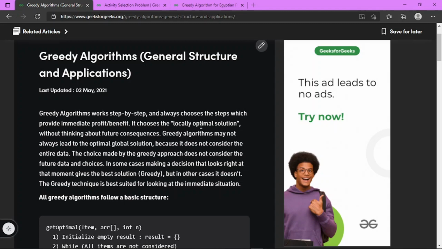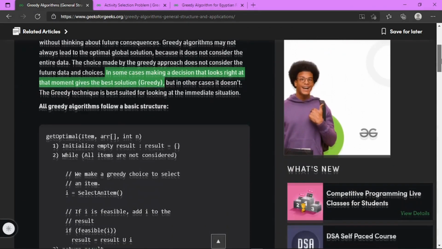We generally use it when we are looking for immediate benefit from a situation in the solution. Like I told, it makes the decision that looks right at the particular moment, and what it thinks will give the best solution, it gives that as the solution.